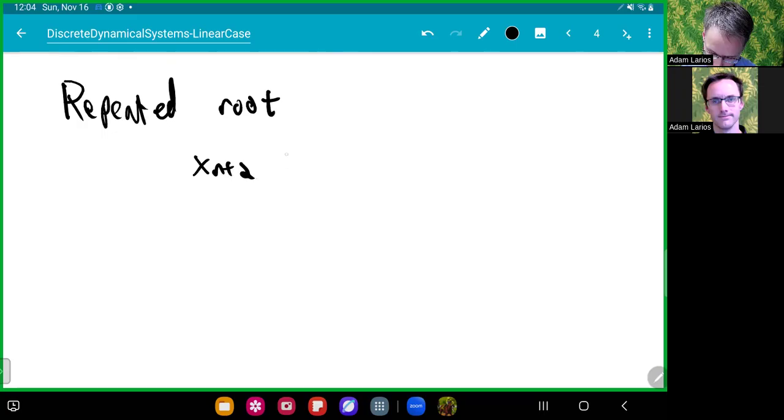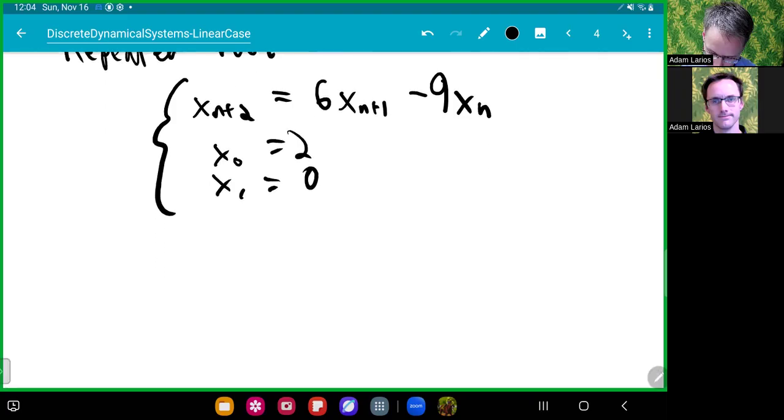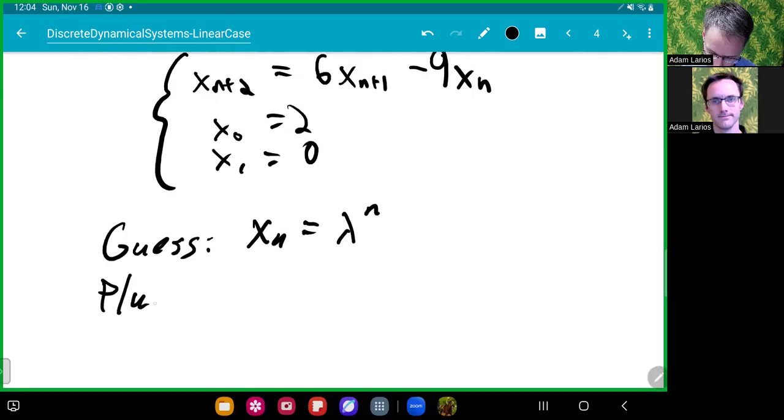Let's just see a nice example of that. So consider the recurrence relation x_{n+2} = 6x_{n+1} - 9x_n. And here I will give some initial conditions. So x_0 will be 2 and x_1 will be 0. Let's see how to handle this. Well, again, we'll guess the solution x_n is lambda to the n, and we'll plug in to the recurrence relation and get lambda squared, after dividing by lambda to the n, is equal to 6 lambda - 9.